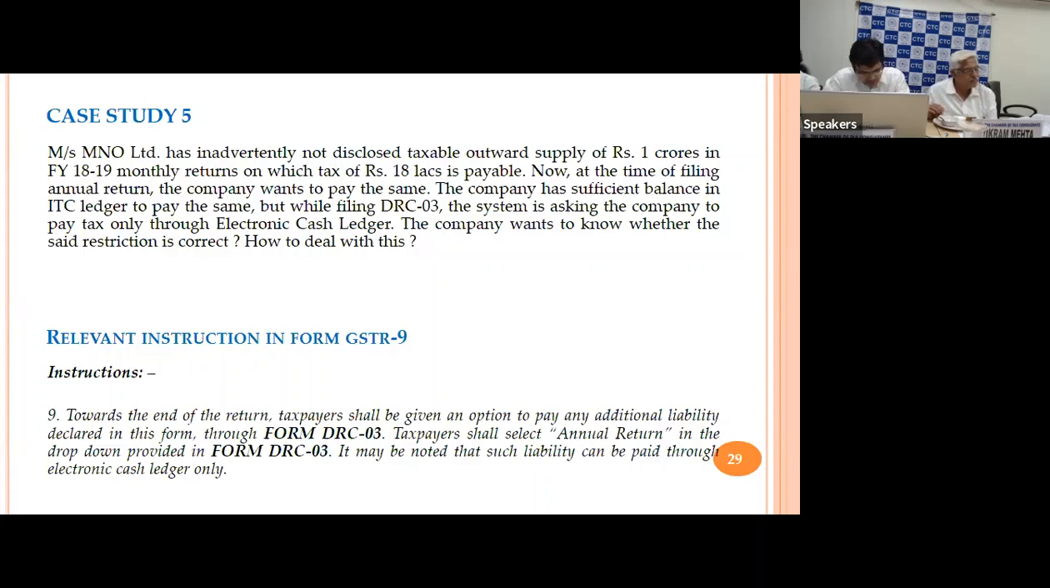The company has sufficient balance in ITC ledger to pay the same, but while filing the DRC-03, the system is asking the company to pay only through electronic cash ledger. The company wants to know whether the restriction is correct and how to deal with this.